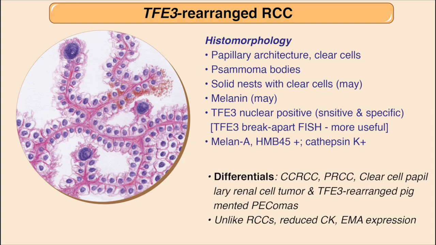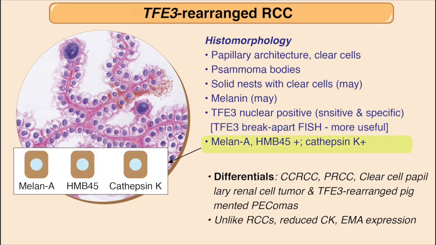The tumor demonstrates papillary architecture, clear cells, and psammoma bodies. Sometimes solid nests with clear cells can be seen. Strong nuclear labeling for TFE3 is highly sensitive and specific. However, TFE3 break-apart FISH is more useful given the less distortion by fixation issues. Occasional tumors express melanocytic markers Melan A, HMB45, and cathepsin K is positive in more than half of the tumors.